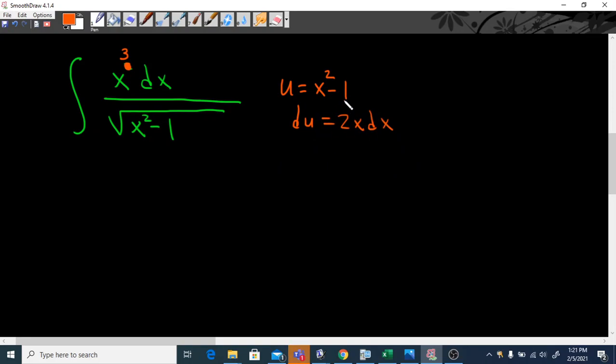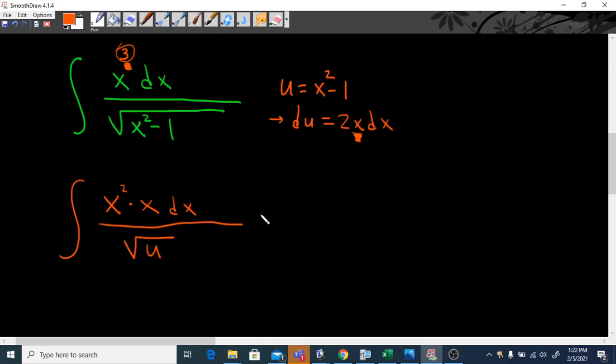Now we have to think a little bit, because we have x cubed here, and one of the x's is taken into account here. We know that du has an x. So I'm going to take the x cubed and write it as x squared times x, so we get x squared times x dx over the square root of u. Actually, let me not do that yet. I'm still going to keep this as square root x squared minus 1. I want to go to u all at once.